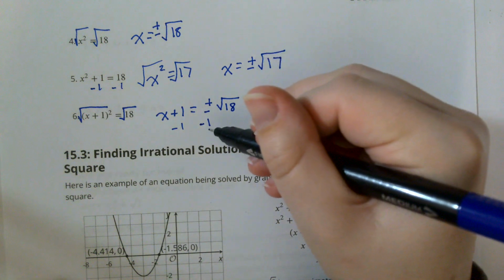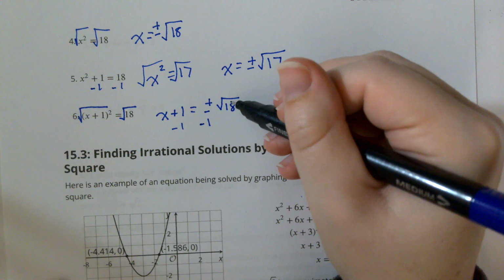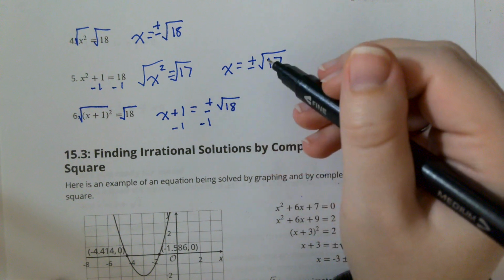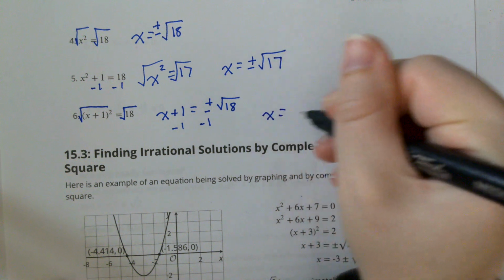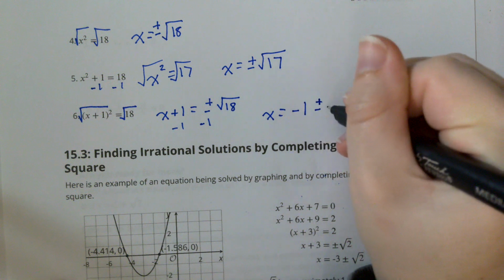And this is where it gets a little confusing. Since we can't simplify the square root of 18, like we can't get rid of that square root, we're just going to say x equals negative 1 plus or minus the square root of 18.